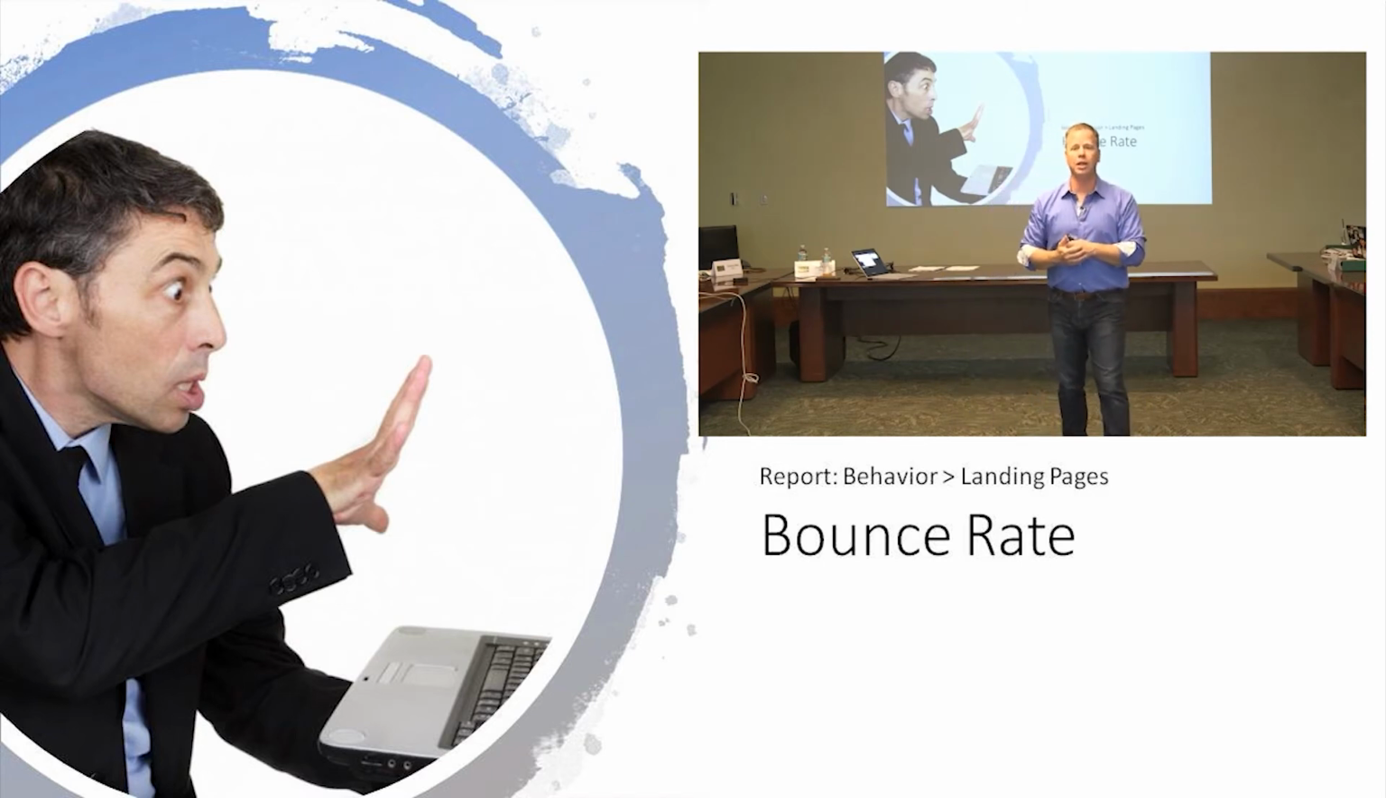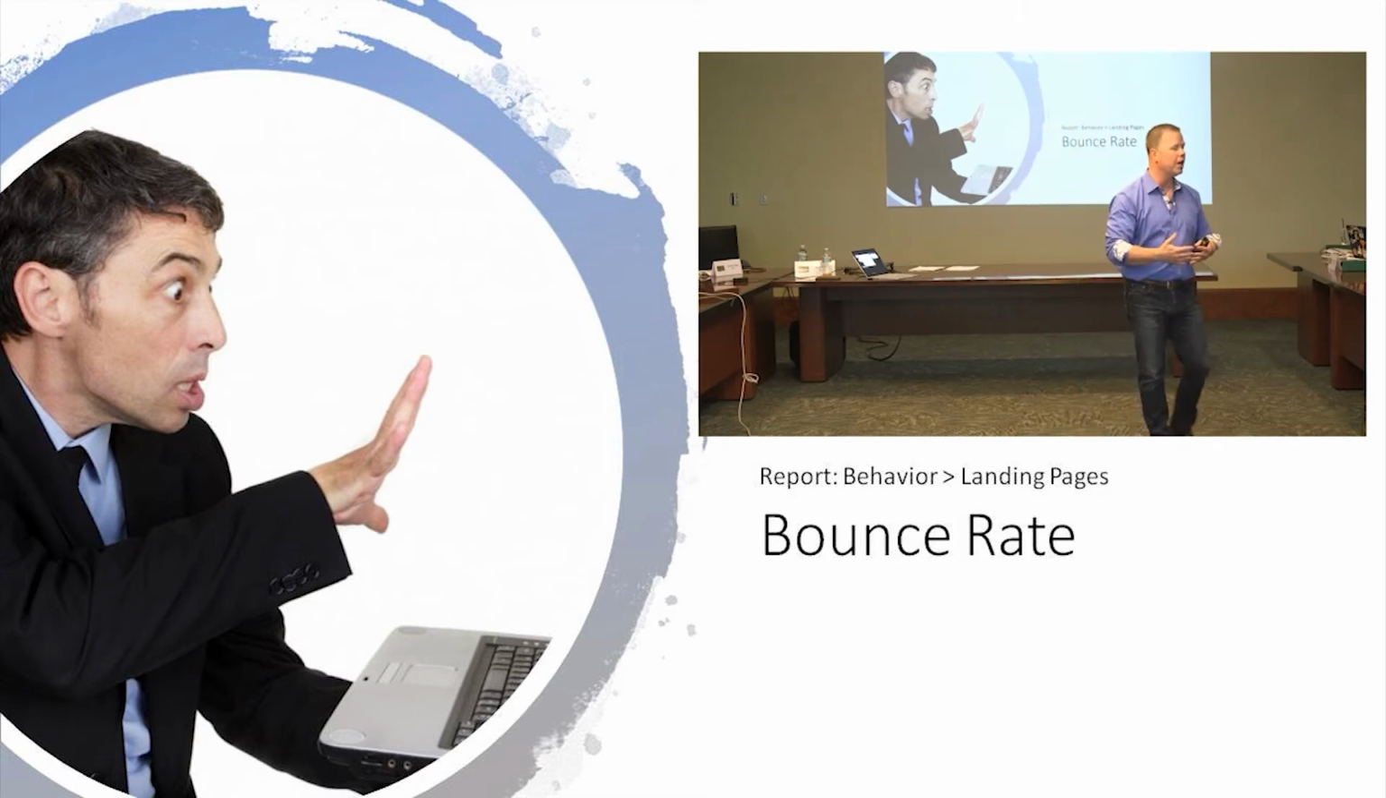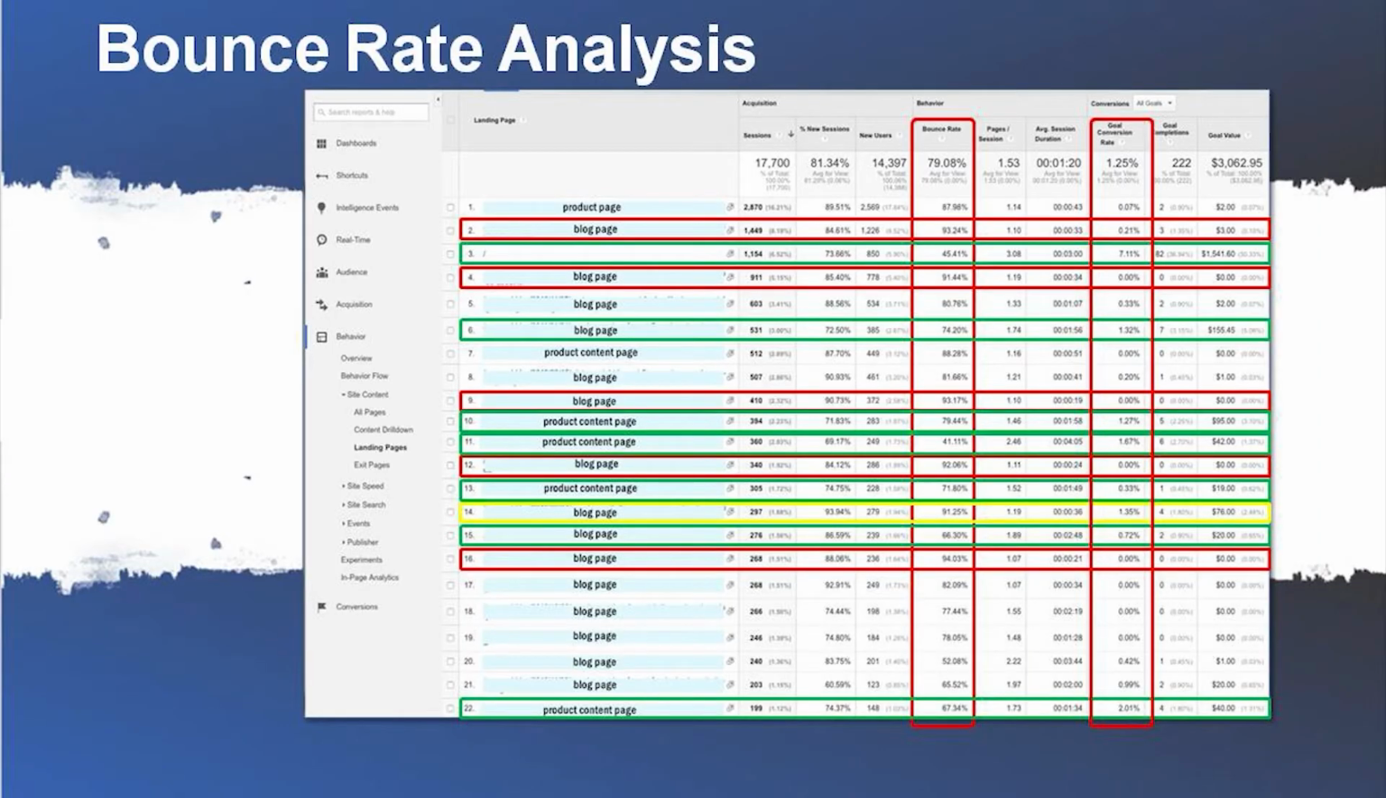If you go to your analytics with the goal of, you know what, I want to improve my conversion pages, I want to improve my landing pages, how do I do that? Bounce rate. Everything in red is a bounce rate that's above average. Everything in green is a bounce rate that is below average. And yellow is what's interesting because it doesn't fit.